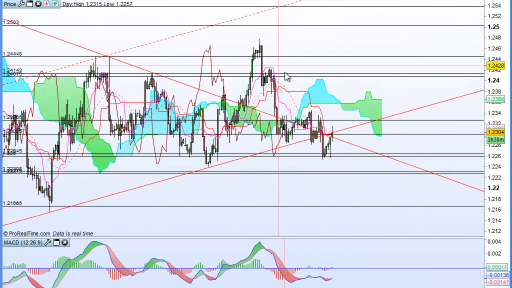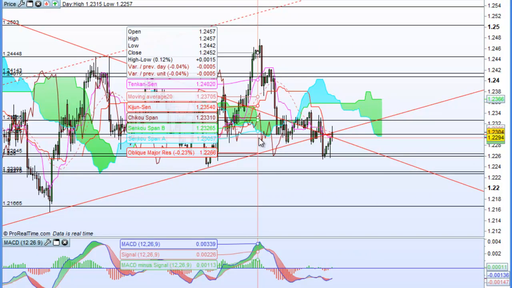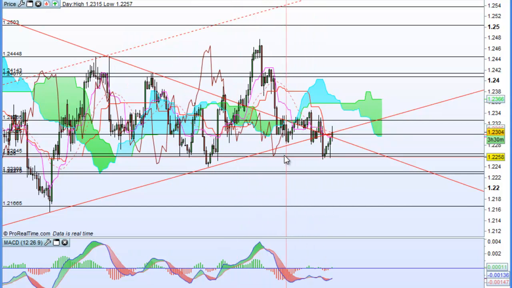Okay, looking at the 4-hour chart, we can see how we slice through the cloud here. A sideways moving cloud doesn't really show that there's much of a strong trend, so we need to technically break out of this range. With the 4-hour chart, we can see short-term rebounds here.